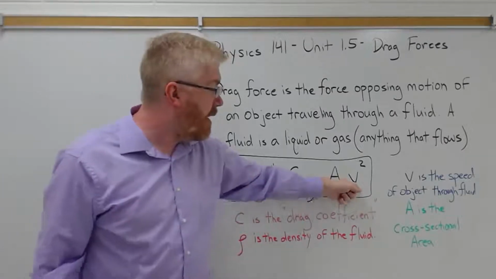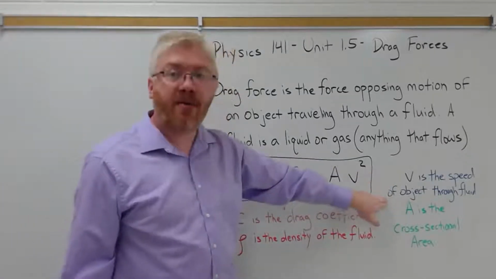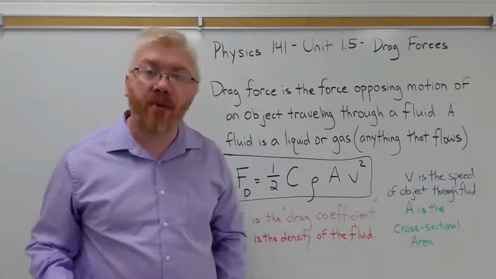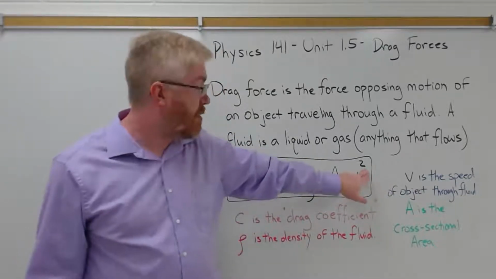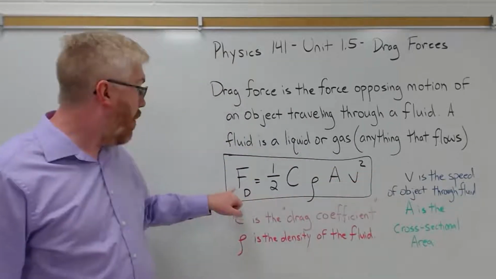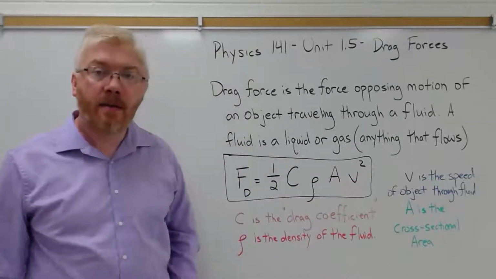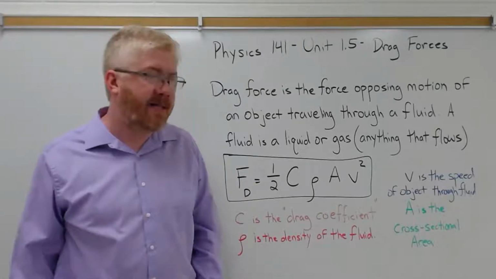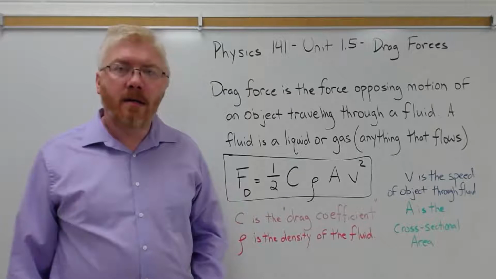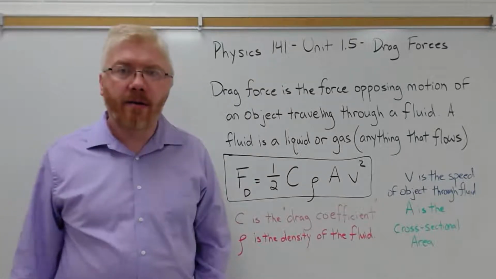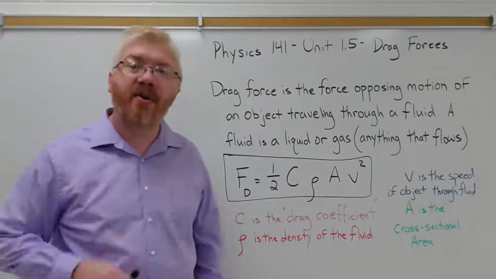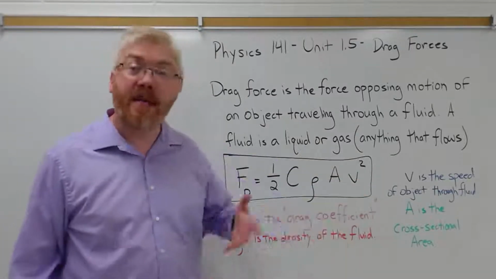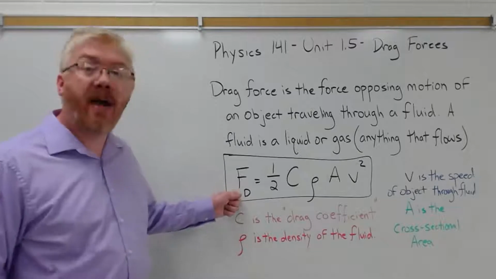And then finally, V here, V is the speed of the object through the fluid. How fast is the object moving through the fluid, squared? Notice that there's a square here. So the force depends on the speed. You can kind of see how that makes sense, right? If you're in a car and the car is parked and it's not a windy day, there's no drag force on your car. As your car gets faster and faster on the highway, the speed increases, the square of the speed increases dramatically, and so the drag force increases.